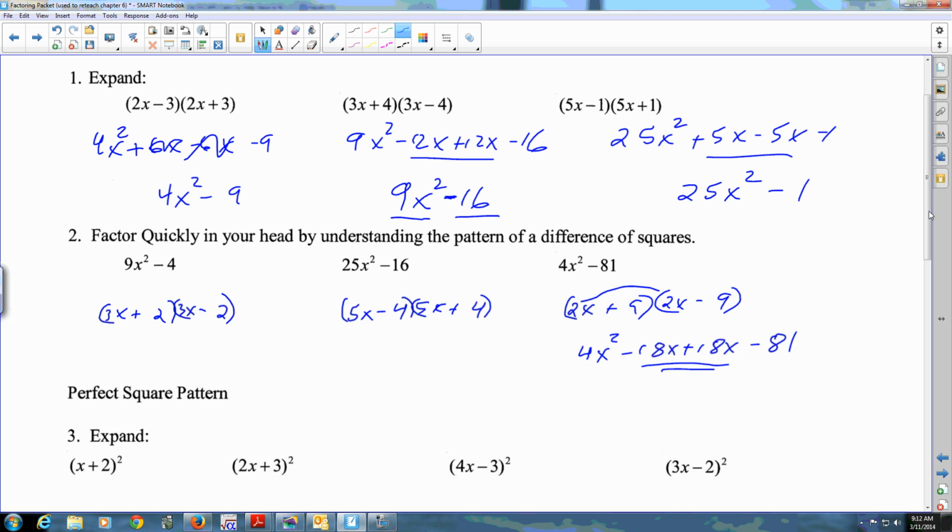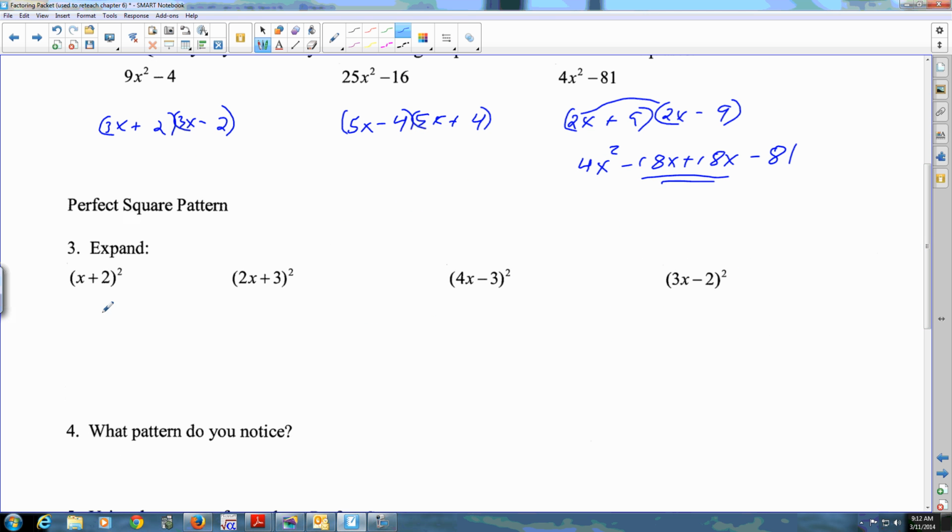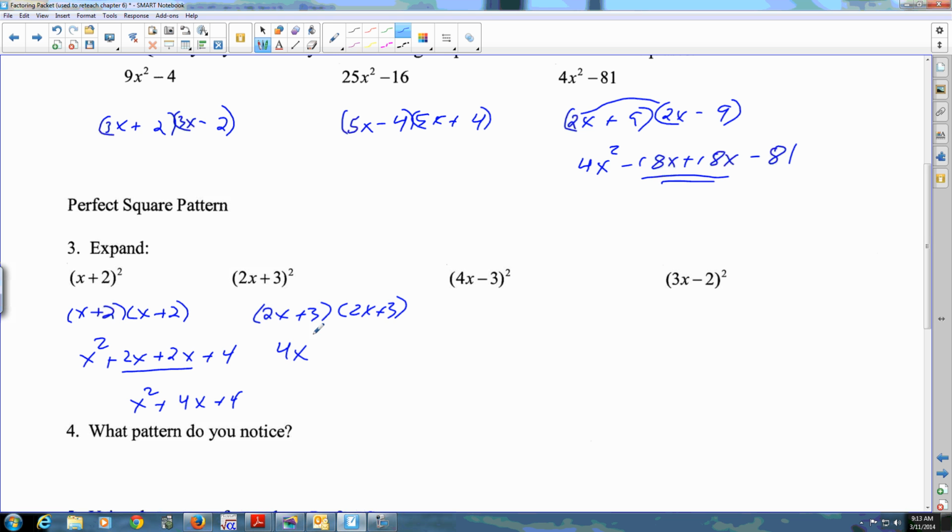Okay? The perfect square pattern is different. It's not the difference of squares pattern. It's a perfect square pattern, something squared. That means x plus 2 times x plus 2. FOIL it. x squared plus 2x plus 2x plus 4. Notice you have 2 of the middle, 2 of exactly the same thing. So this would be 2x plus 3 times 2x plus 3. So that's 4x squared plus 6x plus 6x plus 9. You have exactly the same thing in the middle. You have 2 of them. Every single time you do this, you're going to get 2 of them.